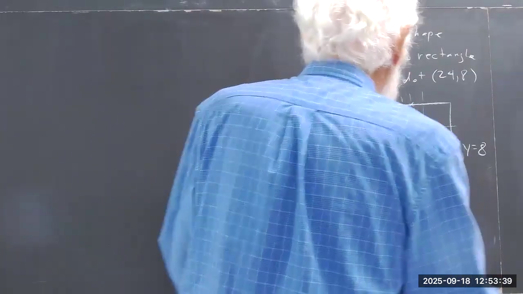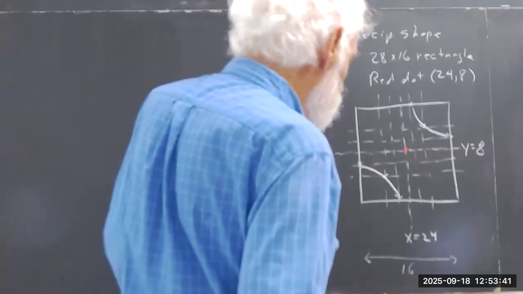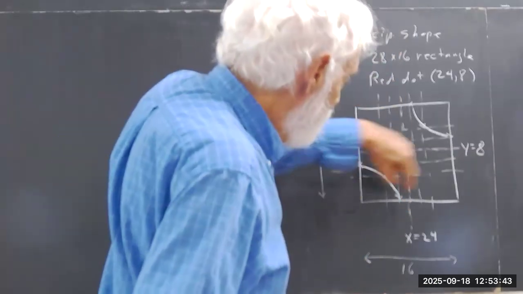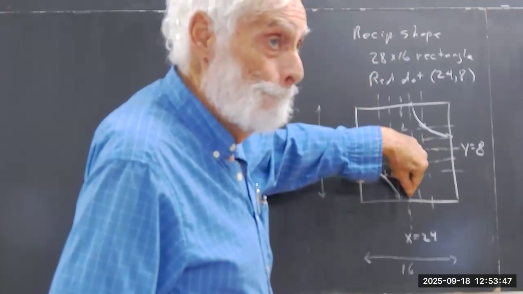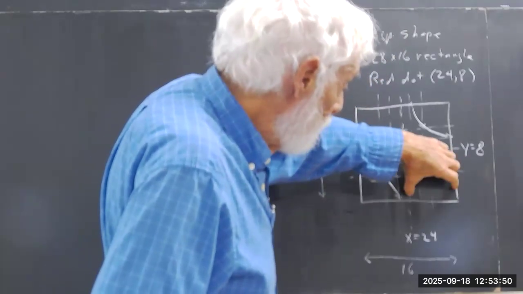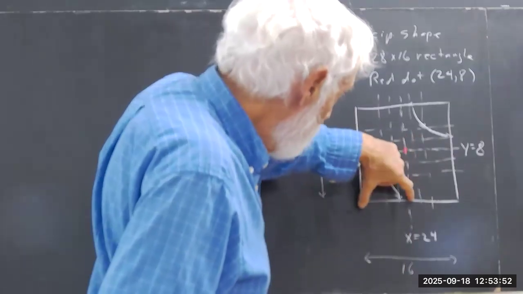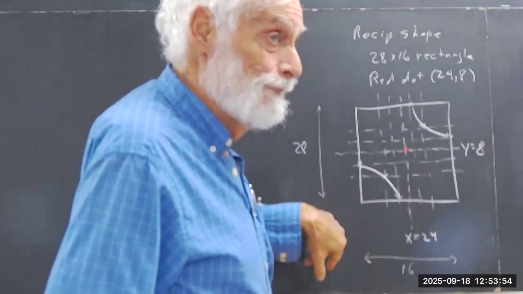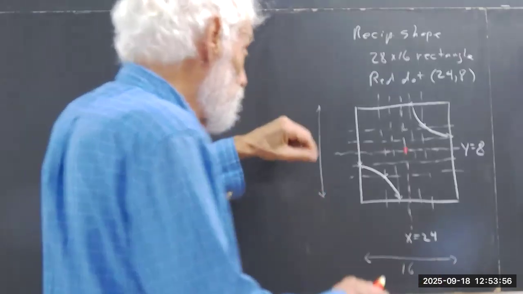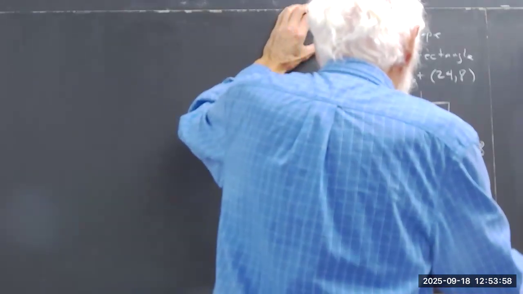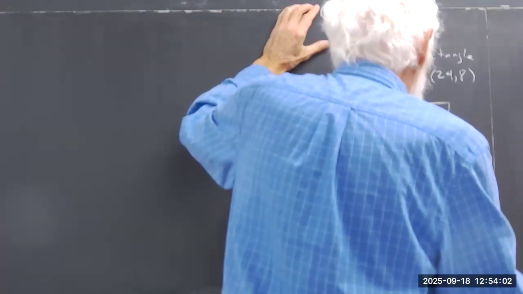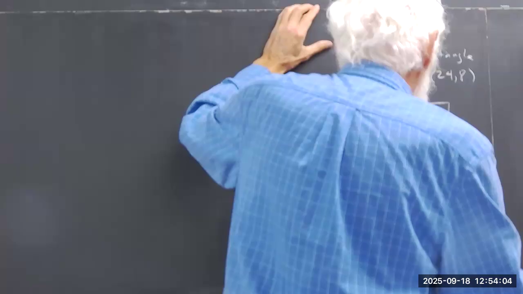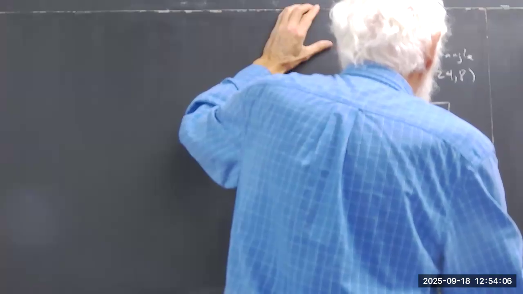Okay, so we got 16 here. Well, that tells us this is right in the middle. Right in the middle of this edge here is 24, right? So from here to here is half of 16, and from here to here is half of 16. Half of 16 is 8. Numbers are easy. So this has to be x equals 32. 16 plus 8.